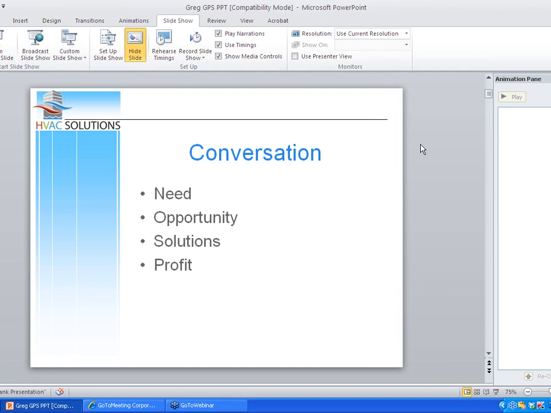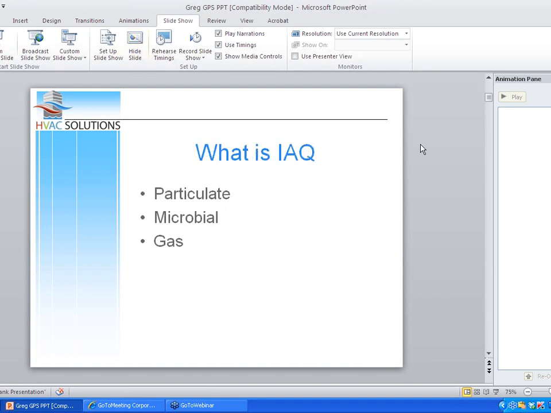The topic of discussion today is going to be the need for indoor air quality, trying to identify the opportunity in that, being able to offer solutions, and then hopefully seeing some profit, because this is truly a product in an application where I say you get the best of both worlds. You get happy customers, and you're also able to make a few dollars.